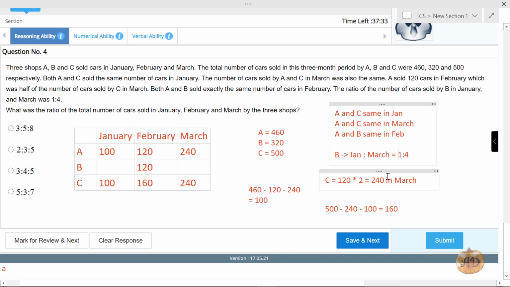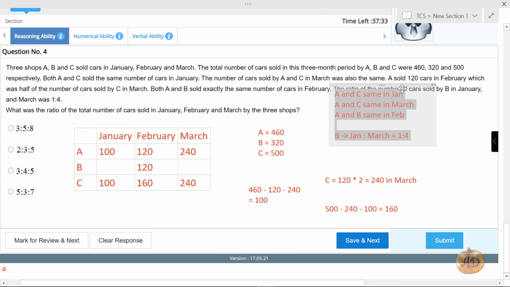So we have been provided with this data also, that Jan to March equals 1:4. So what basically it means is that suppose the number of cars sold by B in January and March is in the ratio 1x and 4x. Then 1x plus 4x plus 120 is the total number of cars. And what is the value of this? The value of this is 320, as given in the statement.